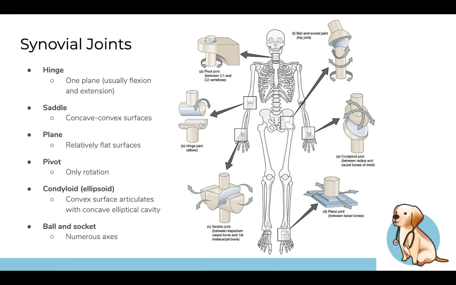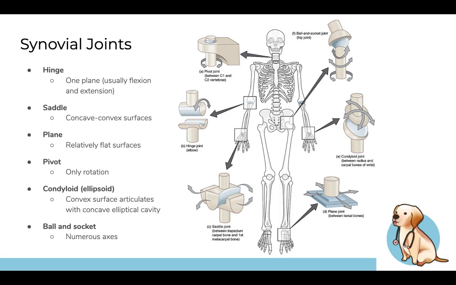And then you have a condyloid or ellipsoidal joint, and that one has a convex surface with a concave elliptical cavity, which is where the name comes from. And then you have a ball and socket joint, which has numerous axes, like your hip joint.